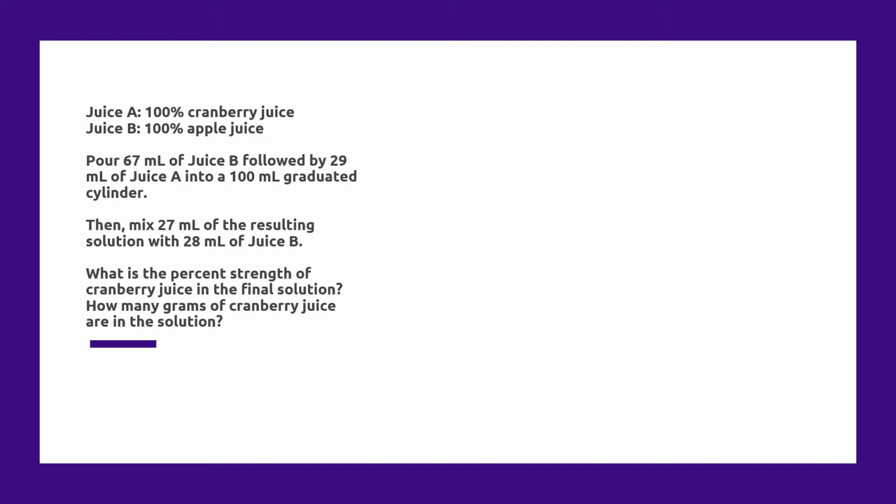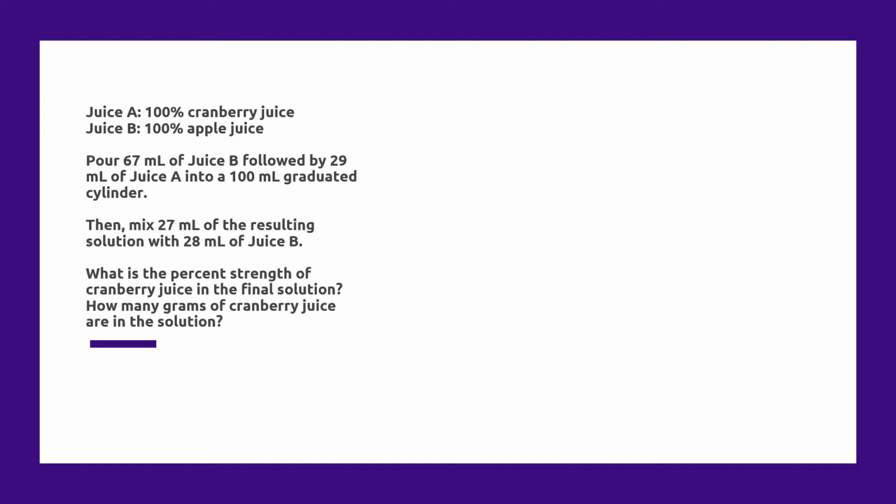We have juice A, which is 100% cranberry juice, and juice B, which is 100% apple juice. They tell us to mix 67 milliliters of juice B with 29 milliliters of juice A in a graduated cylinder. Then we take 27 milliliters of that resulting solution and mix it with another 28 milliliters of straight juice B. They then ask us what the percent strength of cranberry juice is in the final solution and how many grams of cranberry juice are in that solution.